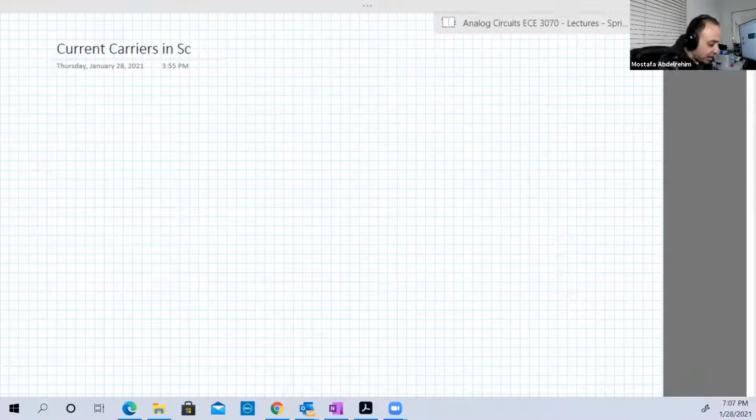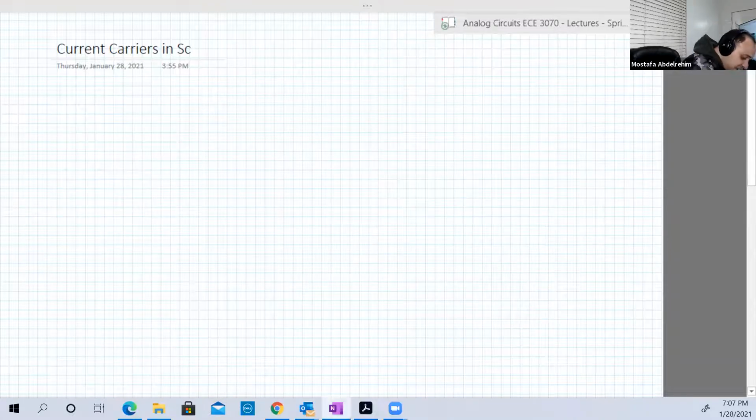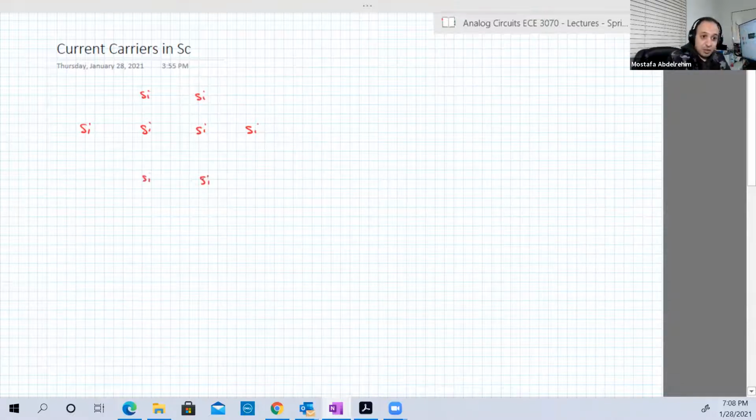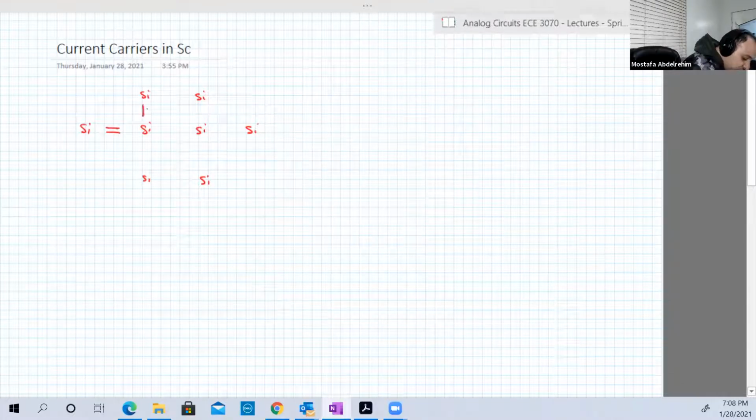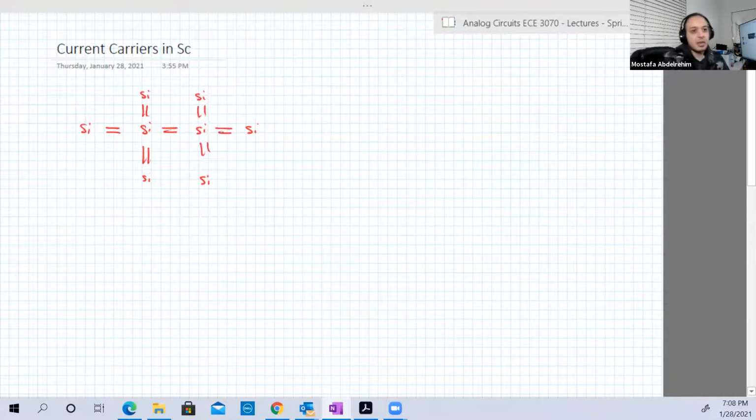Let's see how. Let's go back and draw this fancy covalent bond between silicon atoms and see what happens. So let's have a silicon atom here. Let's just write silicon instead. Silicon, silicon, silicon, silicon, silicon, silicon, silicon, and do the covalent bond between them. So to here, to here, to here. And let's assume we are at room temperature.